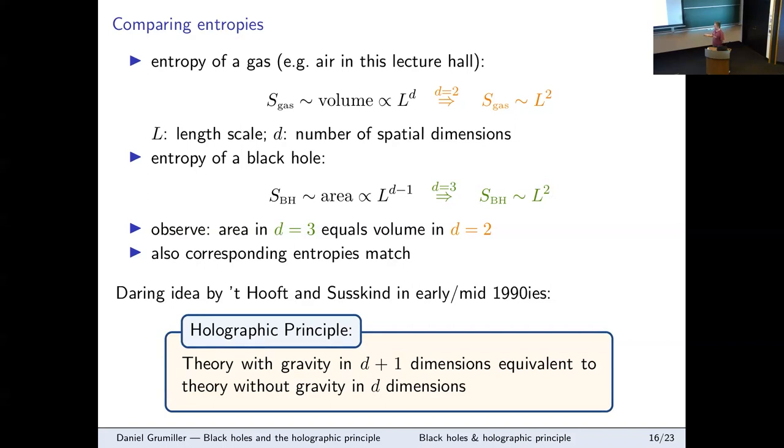So it states that a theory with gravity in d plus one dimensions is equivalent to a theory without gravity in d dimensions. So for instance, a theory of gravity in three dimensions would be equivalent to a theory without gravity in just two dimensions. And that explains the name holographic or hologram in the title here, because it means that gravity behaves like a hologram. So you can view it in two ways, either as a three-dimensional entity or as a two-dimensional entity.